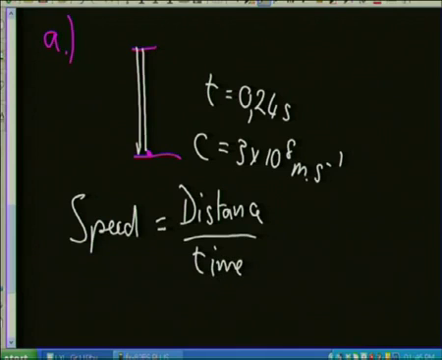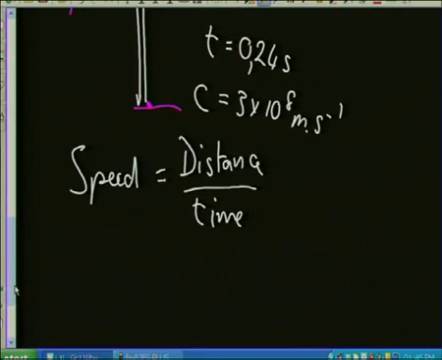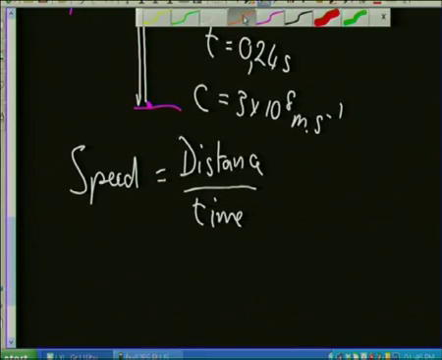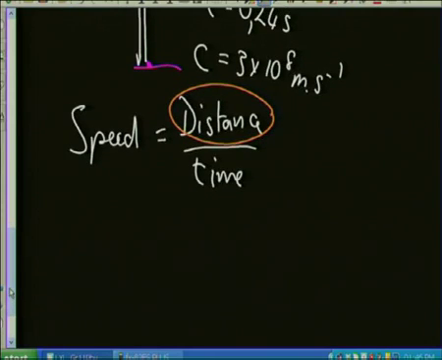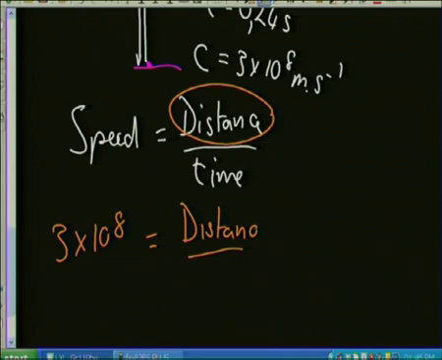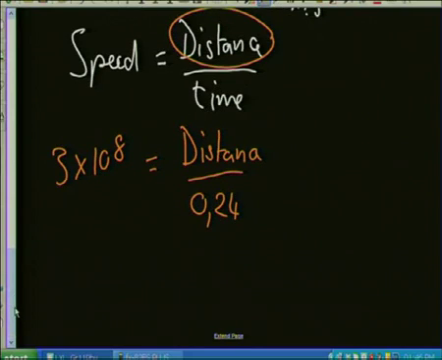There are other forms of that, but let's just use that. We're going to isolate and find this missing quantity here. So the way I do it is I always like to write the formula down and then substitute in. So I'm going to substitute 3 times 10 to the 8 meters per second. I'm going to say I want to find the distance, and I know what the time was. The time was 0.24 seconds.